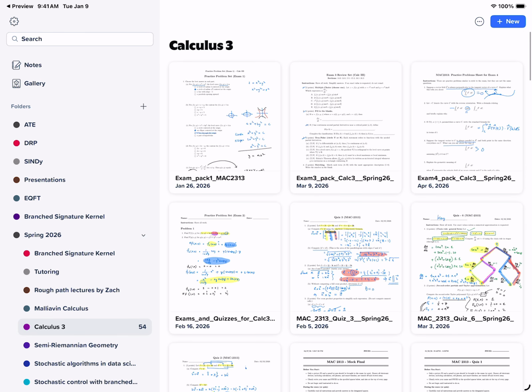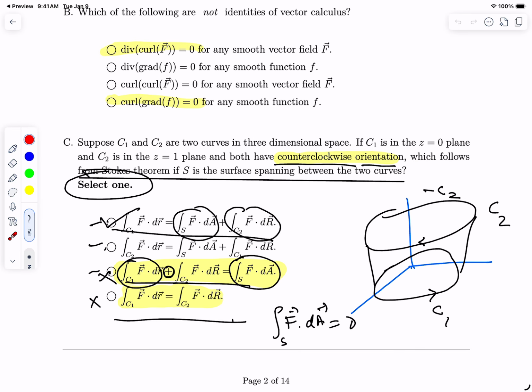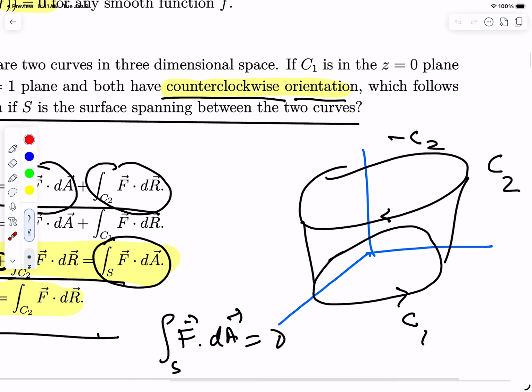You mean in the question they are saying that they go counterclockwise? But the orientation on the boundary gives us counterclockwise on one of the curves. Yeah. So C1 and C2 are both counterclockwise.